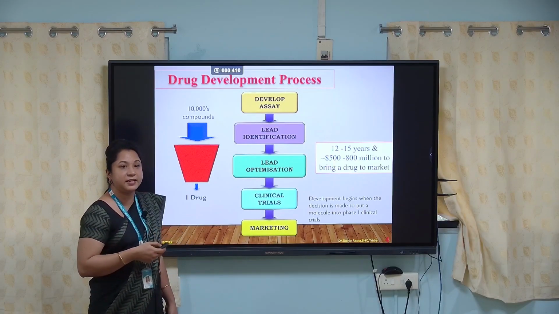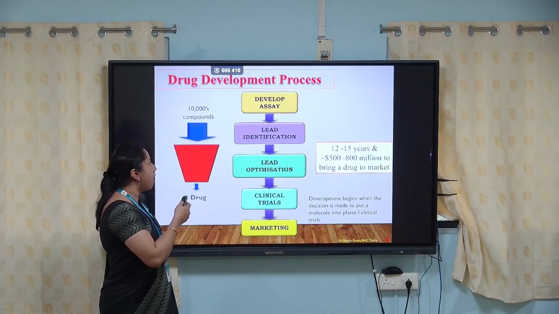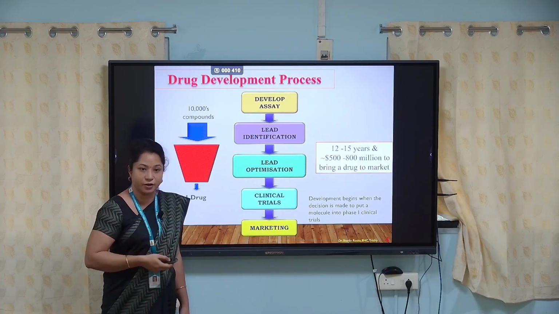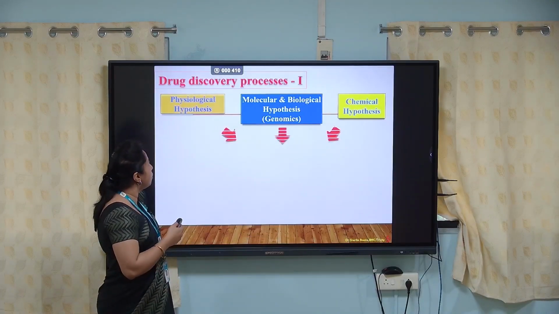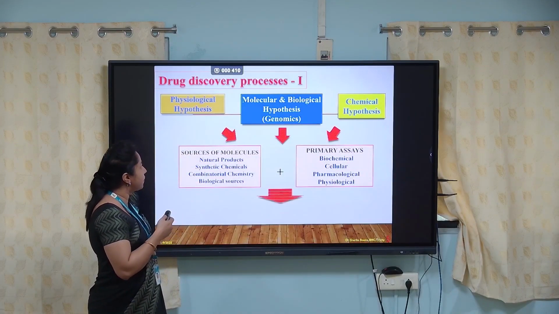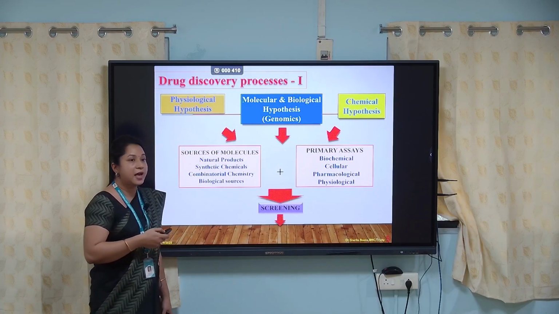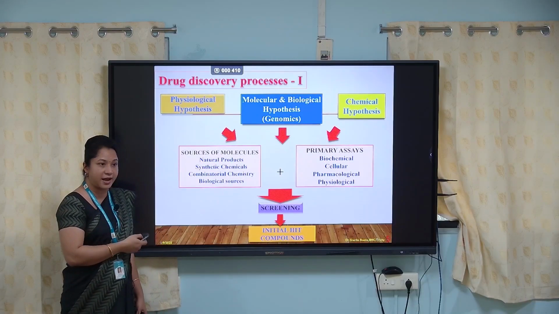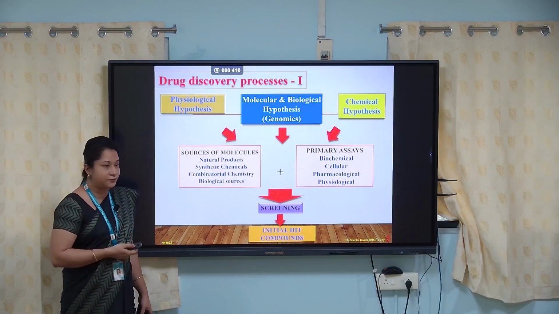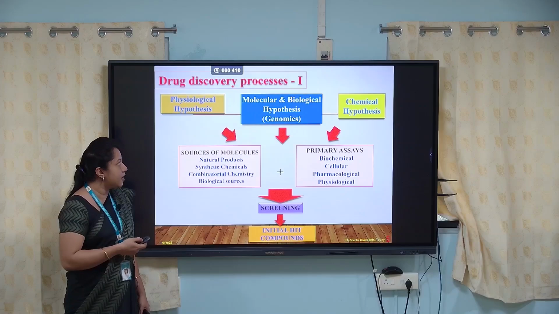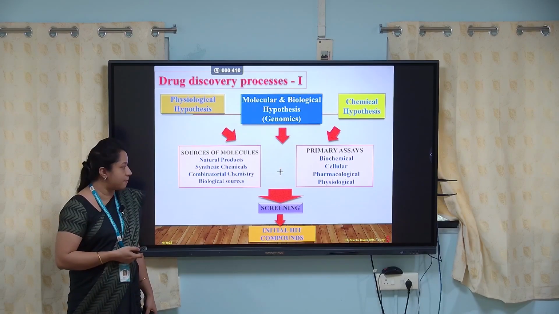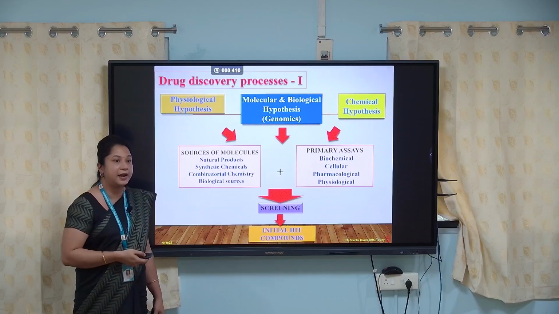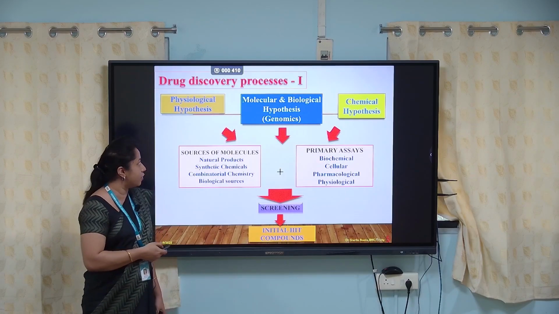So this is going to be a tedious process of using all these assays in identifying a new drug for the upcoming pandemic diseases. Through the drug discovery process of generating the hypothesis and the sources of molecules from natural, synthetic and biological sources, we need to develop a hypothesis, perform some assays, screen, and go with the initial hit compounds.